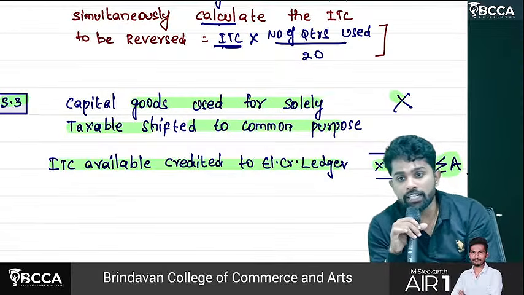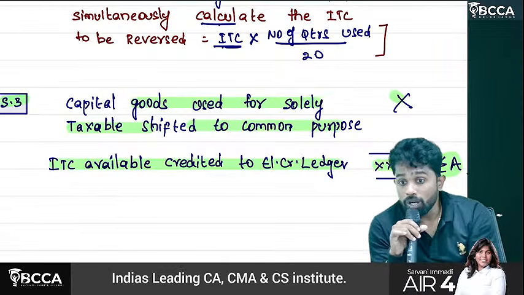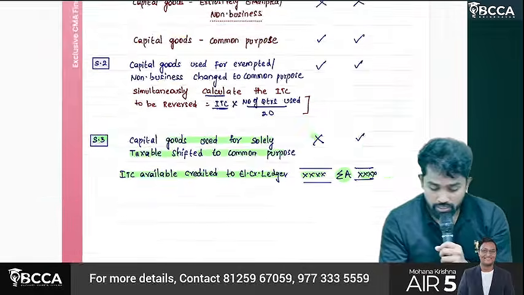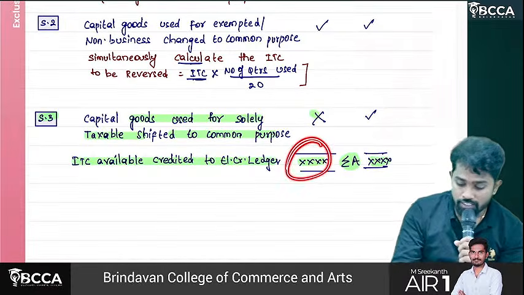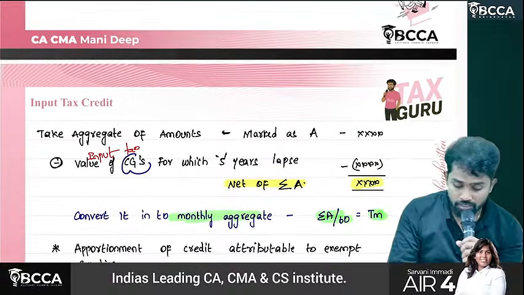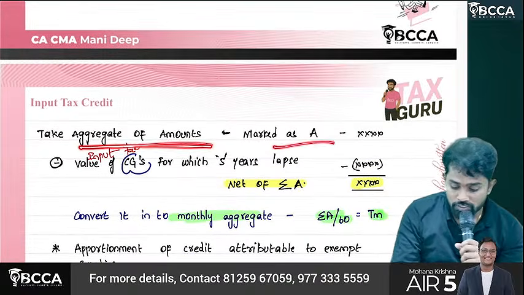Why need to mark it as A, sir? Because it is being used for common purpose now. So you cannot avail ITC, but you will mark it as what? A. It's okay? Then you will get the total ITC available and even the aggregate of A. Now take this aggregate of A. Take the aggregate of amounts which is marked as A.